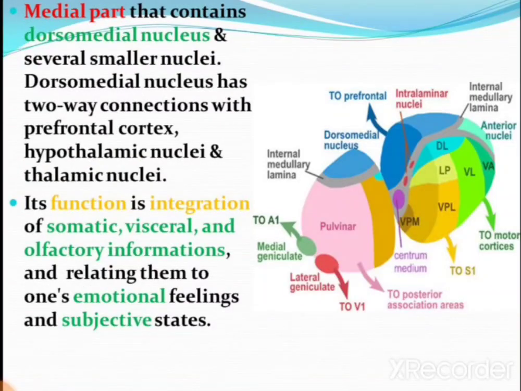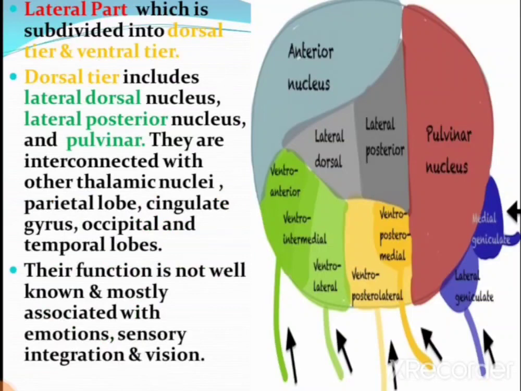Then the medial part. It contains dorsomedial nucleus and several smaller nuclei. Dorsomedial nucleus has two-way connections with the prefrontal cortex and hypothalamic nuclei with intralaminar nuclei. Its function is integration of somatic, visceral, and olfactory information and relating them to one's emotional feeling and subjective states.